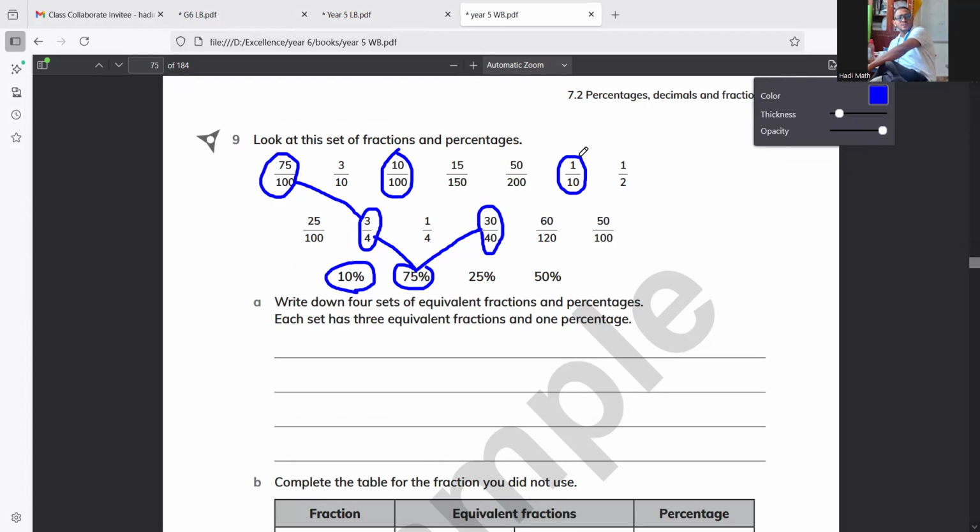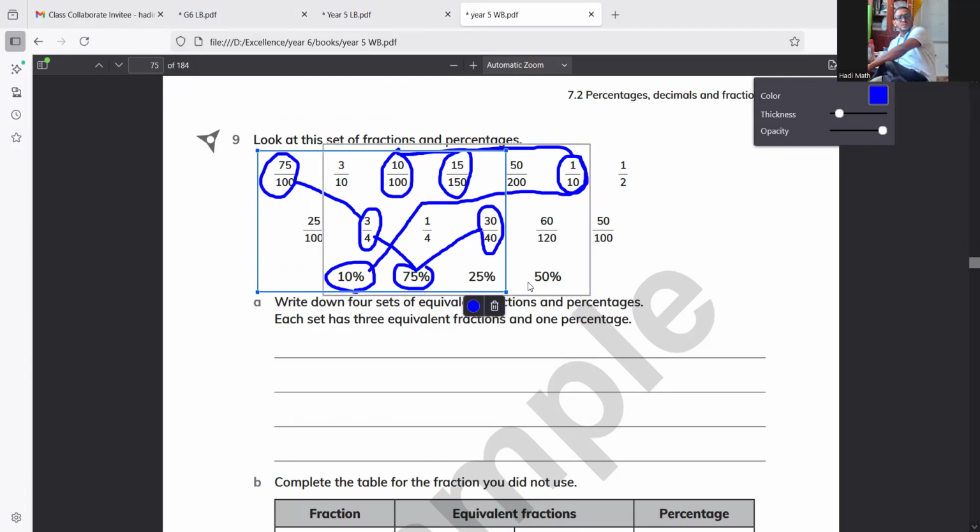Now we need to look for the fourth one. The fourth one is going to be what? Look at this one over. No, it doesn't work. This doesn't work. This is when we say 15, divide 15 by 15 is 1, divide 150 by 15 is 10. So this one goes with them. So now those 3 go together, then with the 10%. Those are grouped together.